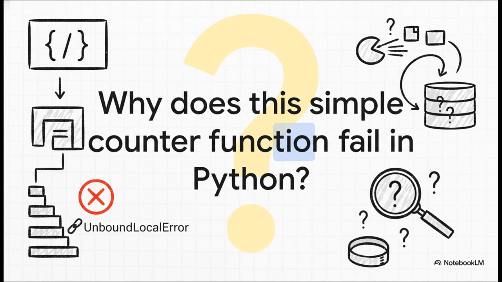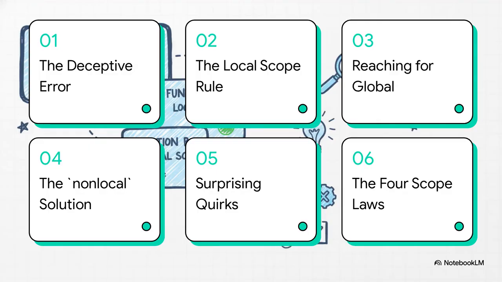So, what gives? To solve this puzzle, we're going to peel back the layers of Python's scope rules, kind of like an onion. We'll look at that deceptive error, talk about the local scope rule, see how to reach for global variables, and then, of course, find the non-local solution. We'll even cover some surprising quirks before we wrap it all up with the 4 big scope laws.